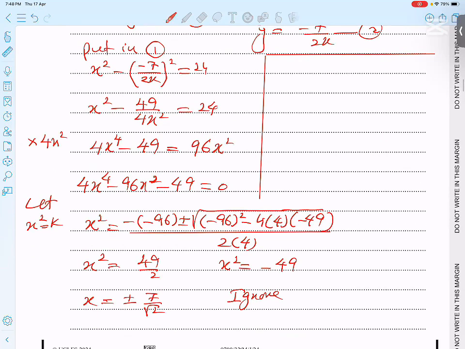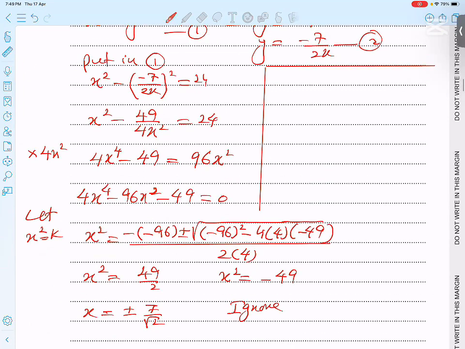I mean, x is done, y is missing. So I have two x values. First, I'm plugging in x value, positive 7 over 2 root 2, and I will change it later on. When I plug in this value here, y is equal to negative 7 over 2 times 7 over root 2. You know, students, this 7, 7 cancel, and I get root 2 by 2. So root 2 by 2 is my y value.